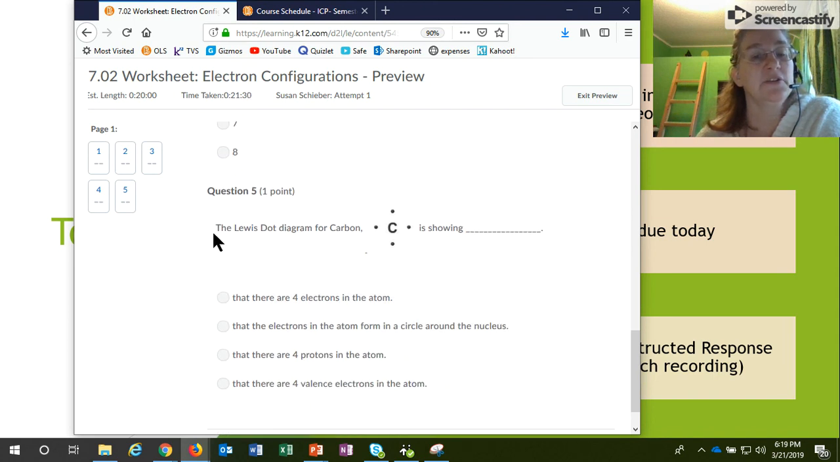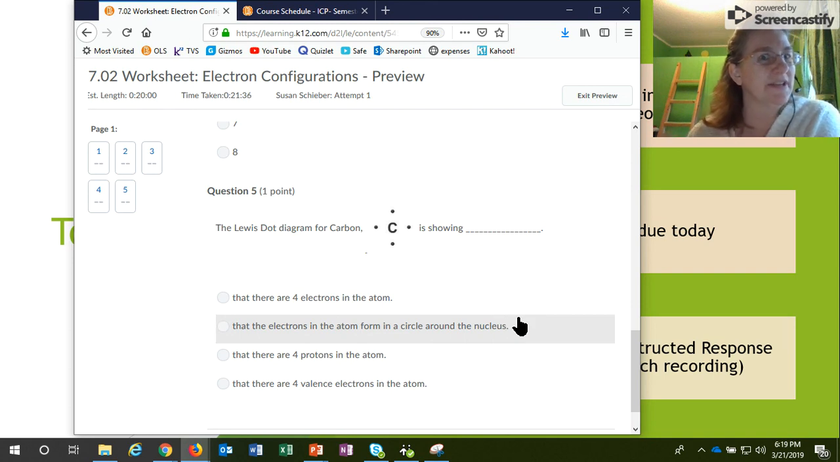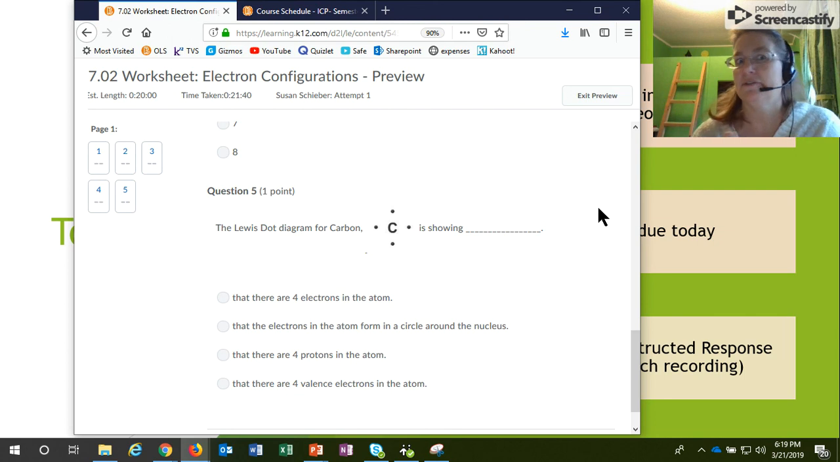And then the Lewis dot diagram, if you've watched the video, this question should be an easy one, but also I said today, the dot diagrams is all about showing the valence electrons.